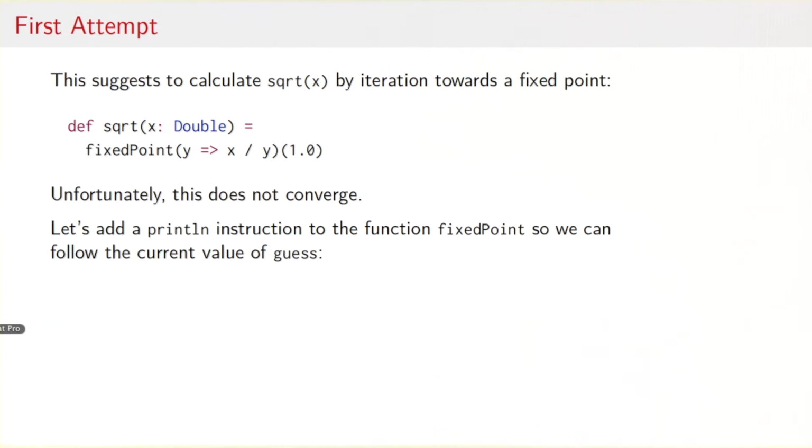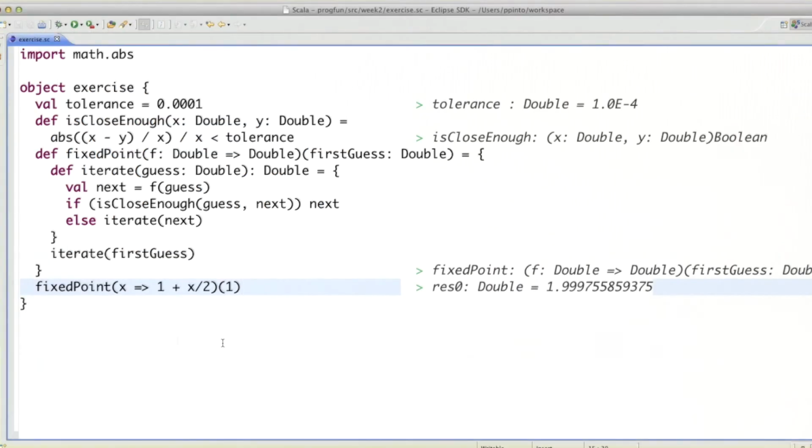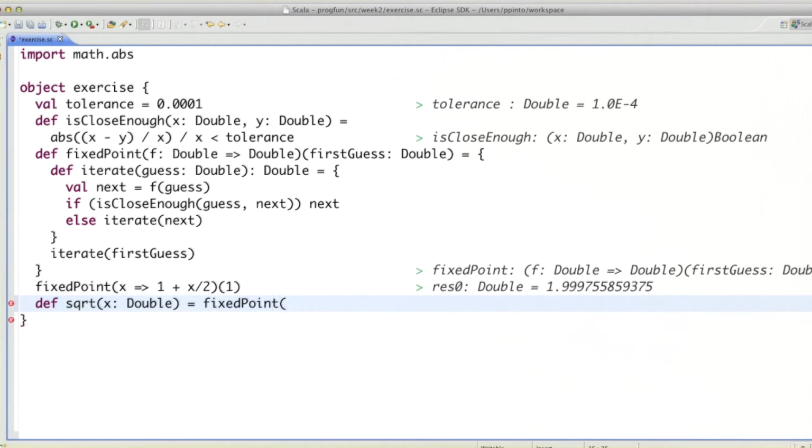Now with that knowledge we can try to revisit our implementation of square root, make it simpler by just plugging it into our fixed point finder function. So that would give def sqrt(x) = fixedPoint of this function that maps y to x over y and some initial value 1.0. Let's try that out in the worksheet. So we would have def sqrt(x) = fixedPoint of y maps to x over y and 1 as the initial value.